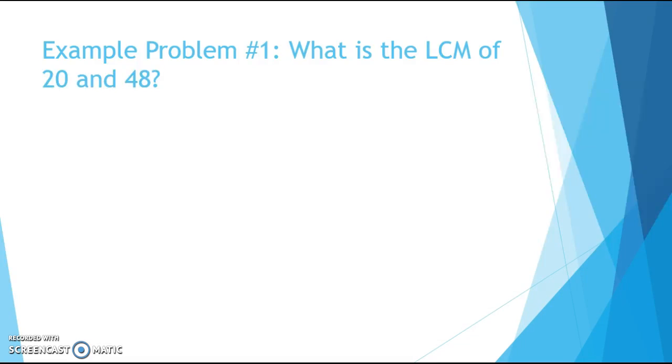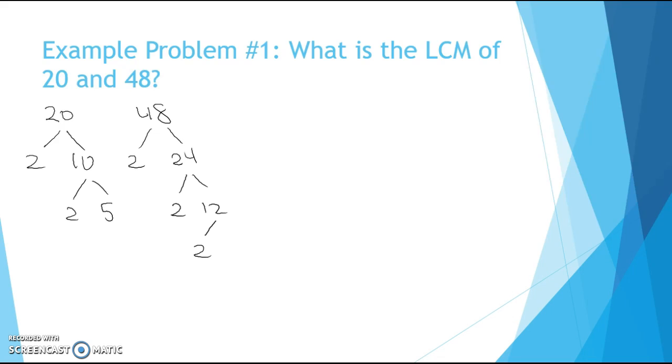Now, let's do 2 example problems. Example problem number 1. What is the LCM of 20 and 48? The first step that we're going to do is put 20 and 48 on the top of the page. Next, we're going to be doing the factorization tree for both these numbers. Next, we are going to circle all the prime factors.